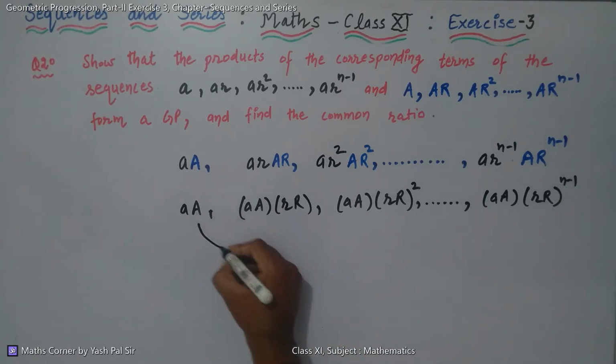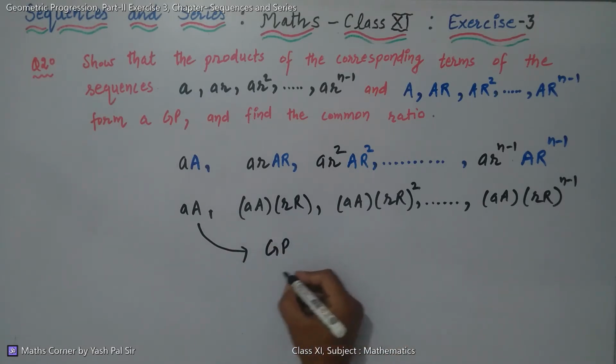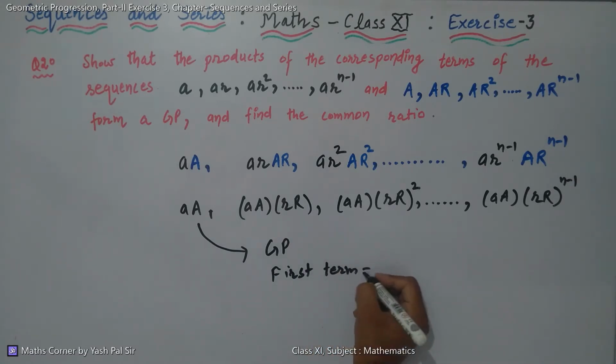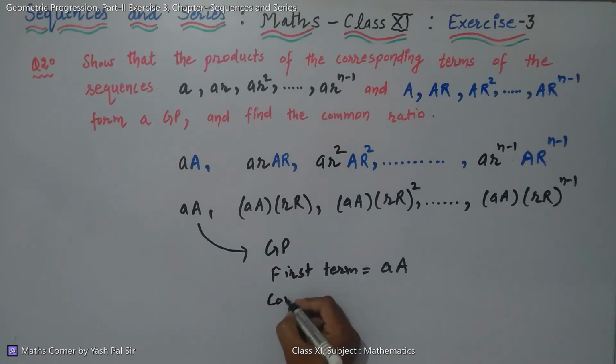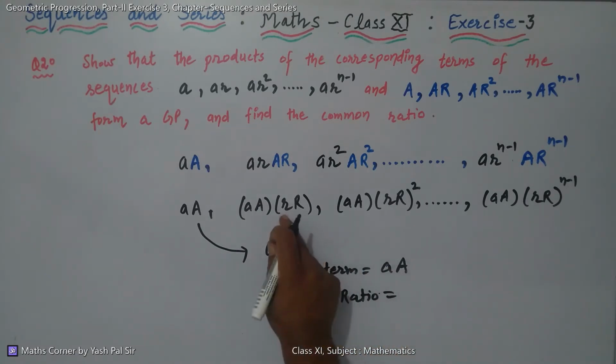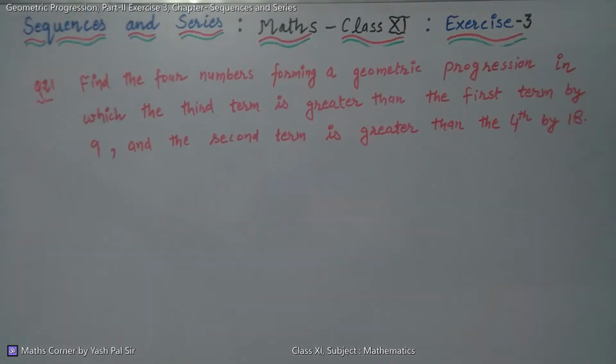So what is this? This is a GP with first term equal to a into A, and common ratio, this is very much clear, this is equal to small r into capital R. That's it. Next question, question number 21.